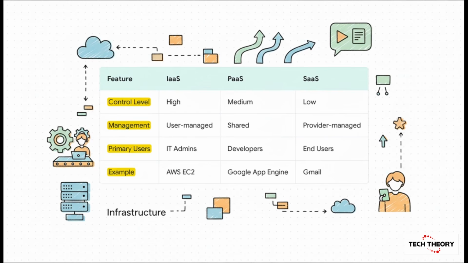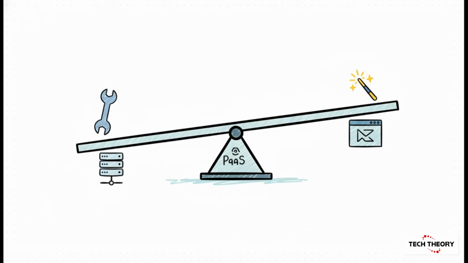It's a clear progression. And this really highlights the core trade-off, right? It all comes down to control versus convenience. The more control you want, the more you have to manage yourself, that's IaaS. The less you want to manage, the less control you have, that's SaaS. PaaS is that happy medium right in the middle.